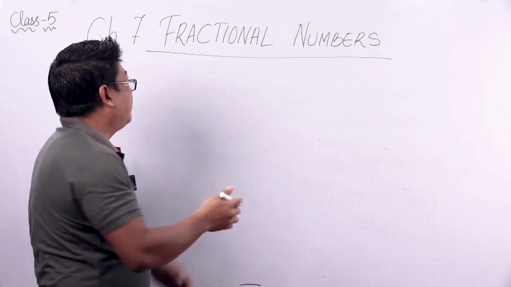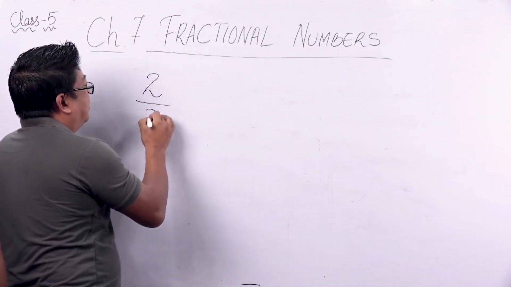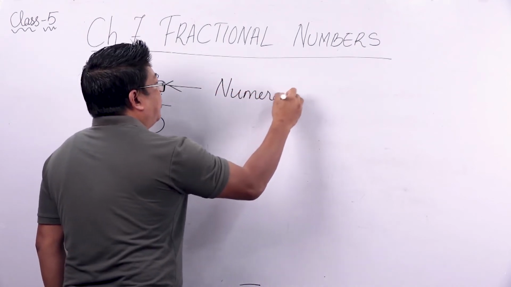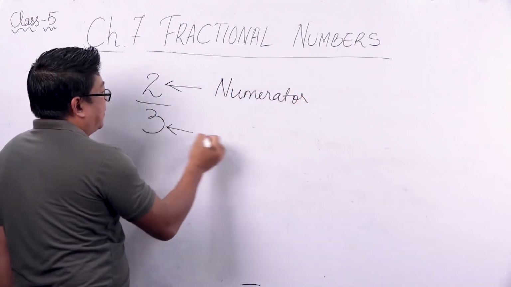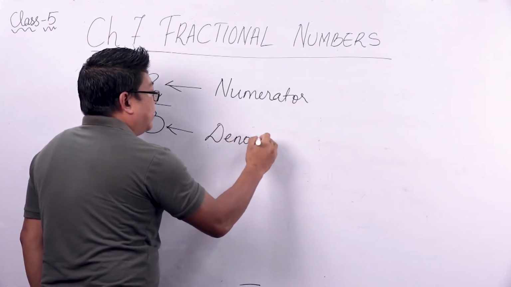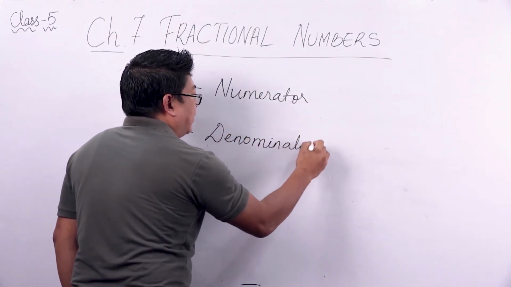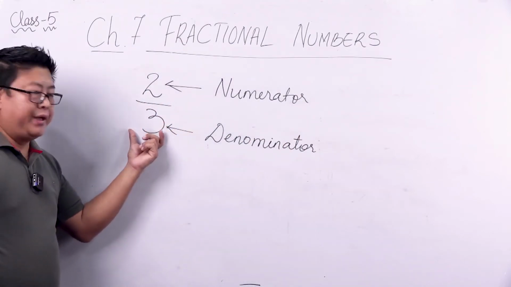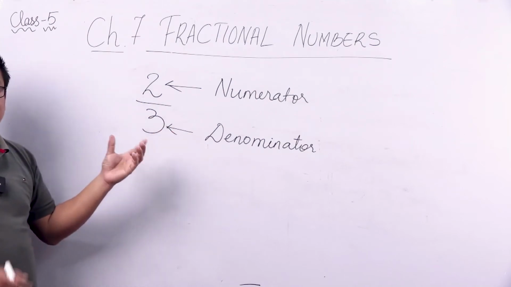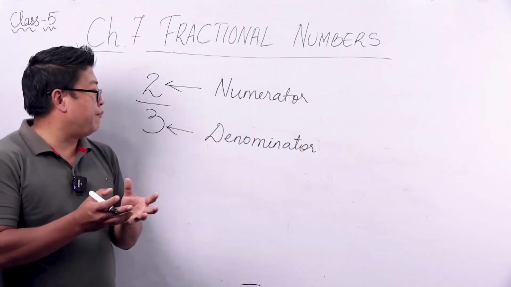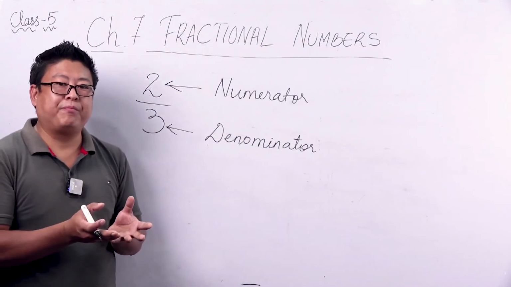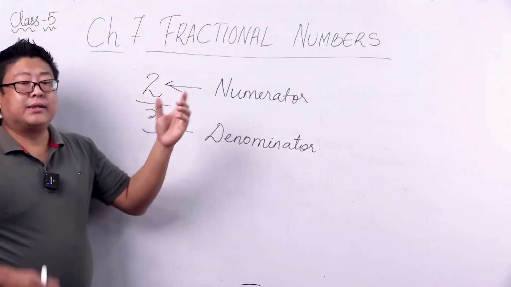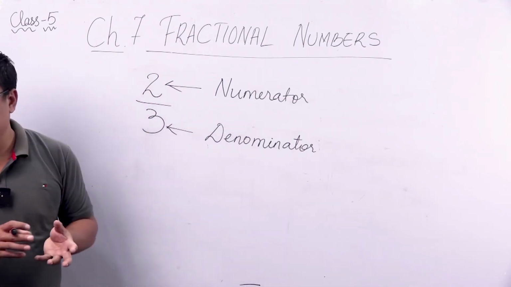Now, before we move on, let's look at another example here. This 2 represents, as we have learned, numerator. This 3 represents denominator. So, as I have already explained, 3, the denominator represents the total number of parts, the whole number of parts, okay? And the numerator represents the number of parts that you are considering, all right?